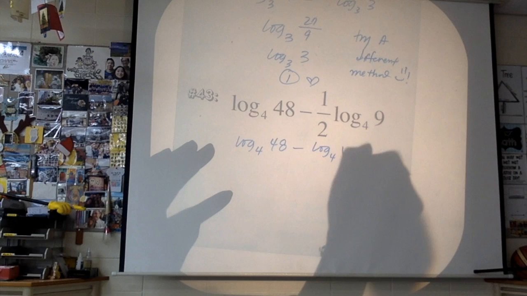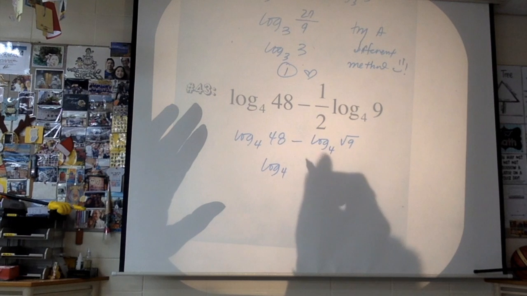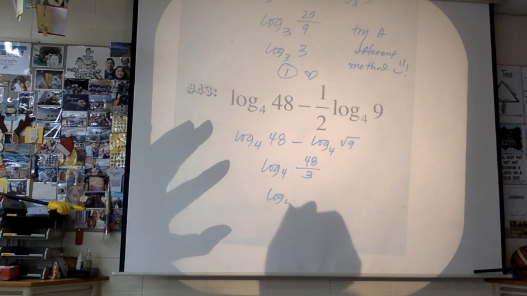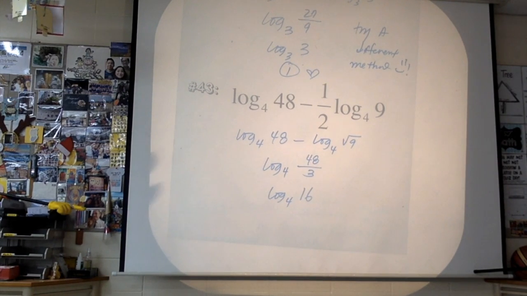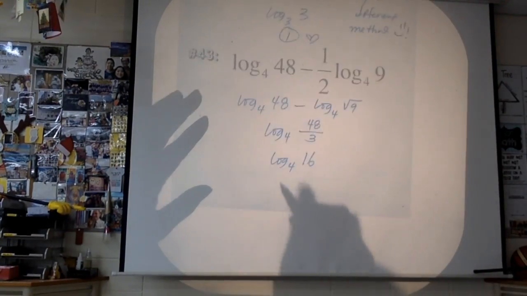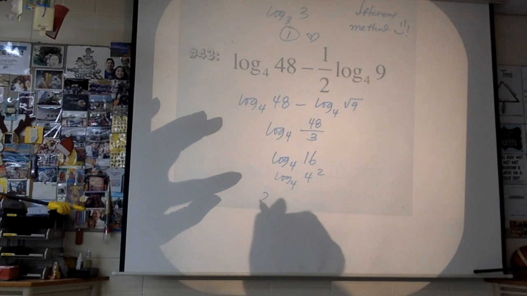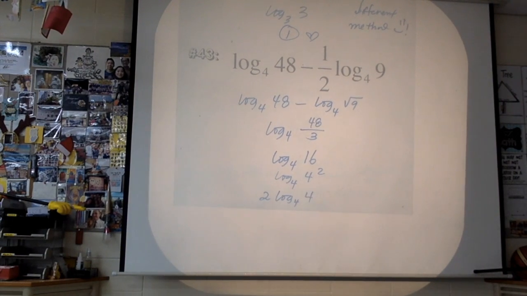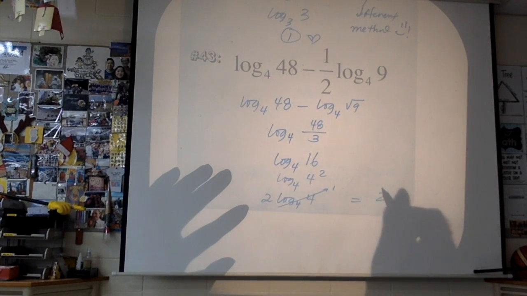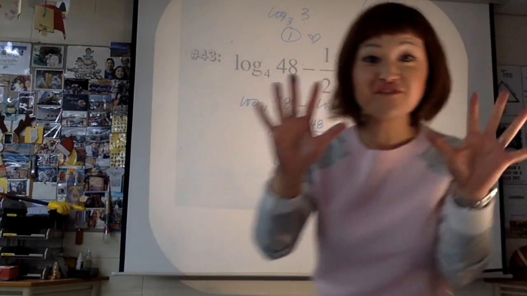Log base 4. Isn't this really square root of 9? Can we get to that now? Okay. So now we get log base 4 of 48 divided by 3, isn't it? Right? And it's log base 4 of what? 16. But now, isn't this actually log base 4 of 4 squared? And applying the power rule, isn't it 2 log base 4 of 4? But what's log base 4 of 4? That's going to equal 1. So the answer is 2. And if you don't understand why it's 2, please ask me, okay? Now go ahead and try on your own. Have fun! Bye!